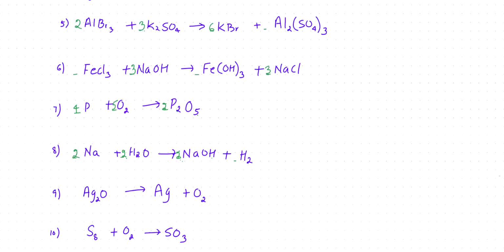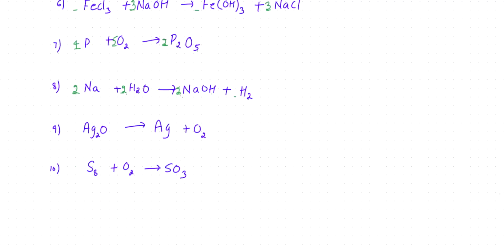Ag2O, silver oxide, gives Ag plus O2. So Ag2, there are two silver atoms. So we write here two. And there are two oxygen atoms. Here is only one oxygen atom. So we write here 2. So now we have two oxygens, but how many silver? 4 silvers. So we make it 4 here. 4 silver atoms. So check here. 2 times 2, 4 silver, 2 oxygens and 2 oxygens.